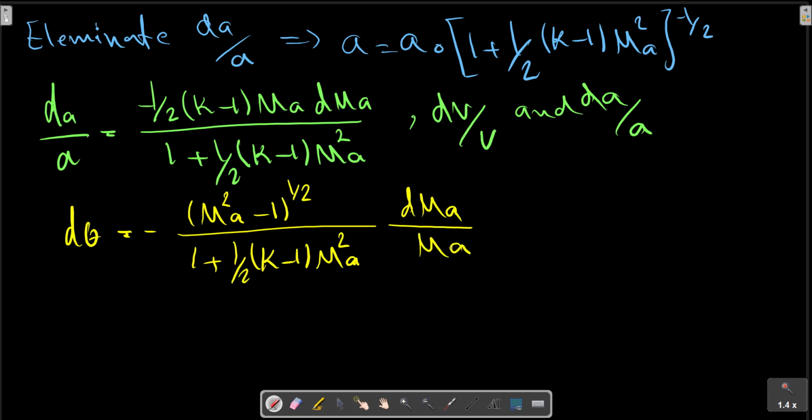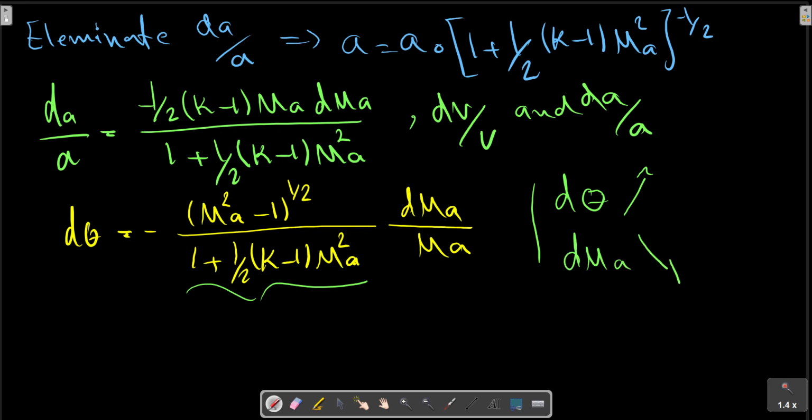Before integrating this expression, we note that the primary application is to expansion, increasing Mach and decreasing theta. Because this part is positive and this part negative, there is an opposite sign in the changing of d theta. If theta increases, we have a decrease in Mach number.